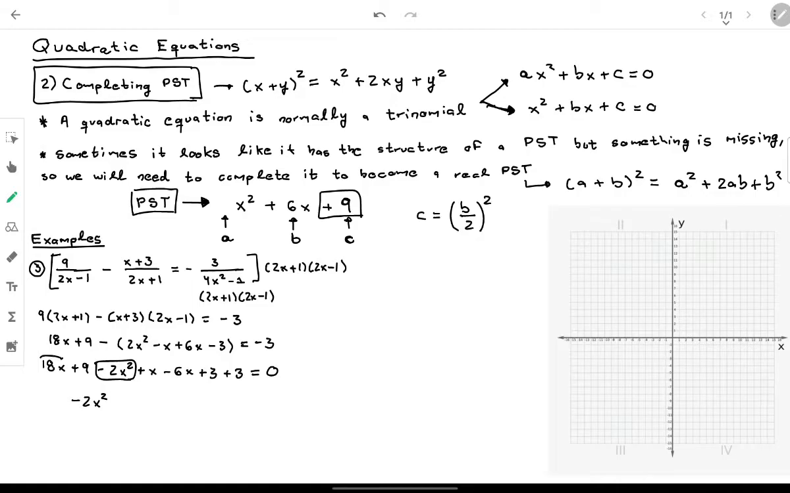In the case of the x's, 18 plus 1, it's 19, minus 6, it's going to be 13x, and then it's going to be 9 plus 3 is 12, plus 3 is 15, plus 15 equals 0.